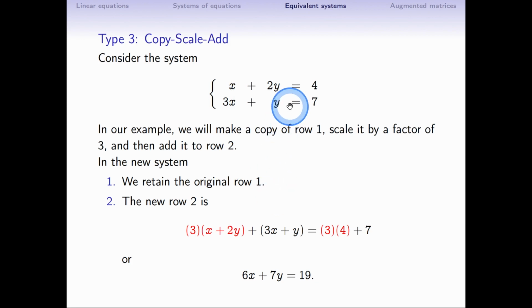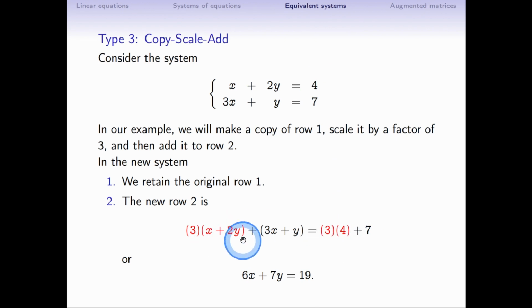Now, on the left, we'll still have the 3x plus y. That's still going to be there. But we'll have magnified this part by 3. So on the left, we will also see an additional 3 times x plus 2y. Now, on the right, we're still going to have the 7. That's still there. But we will have tacked on an additional 3 times 4.